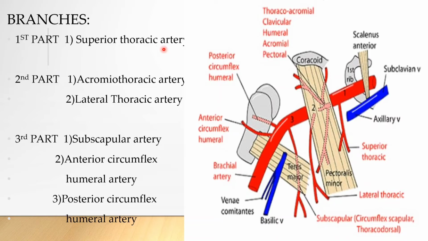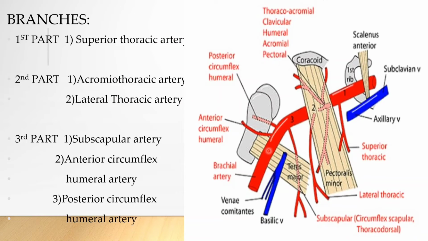First part has superior thoracic artery. This is the superior thoracic artery. See, this region is called thorax. The upper chest region is called thorax, and it is superior, so it is called superior thoracic artery. Very easy name. In the second part, we will find acromiothoracic artery and lateral thoracic artery. Acromiothoracic, because here there will be acromial joint of scapula. So the artery which supplies the joint is called acromiothoracic artery. And next, lateral thoracic artery. Superior thoracic is supplied by the first part. So lateral thoracic is supplied by the second part.